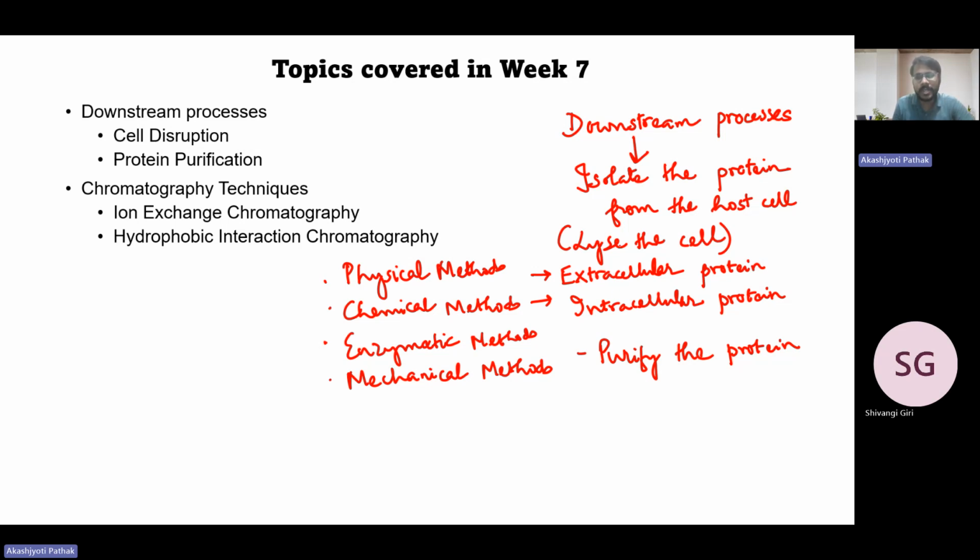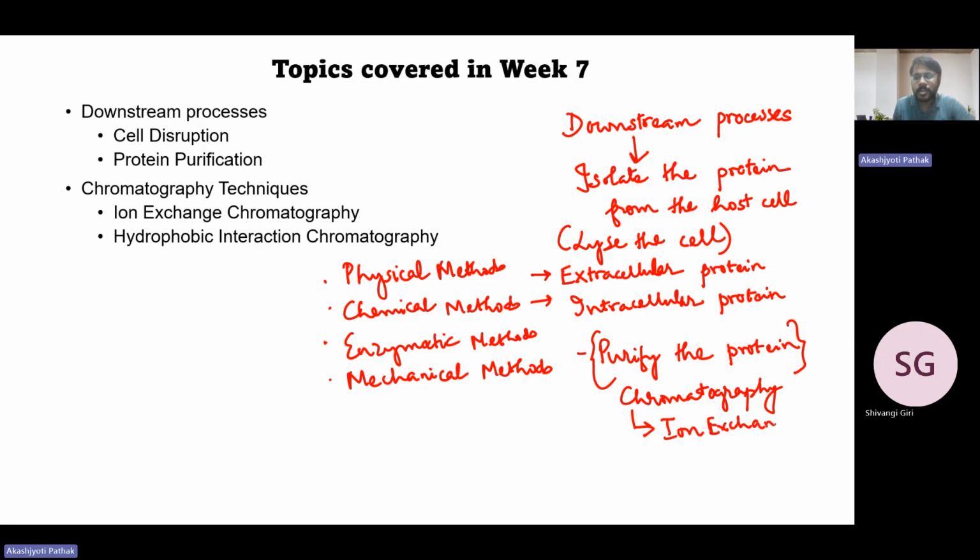Now, from all this mixture of proteins, we have to purify our protein of interest. So how can we purify the protein of our interest? By the technique called chromatography. We also learned about the different chromatographic techniques. What are the different chromatographic techniques? Anyone?